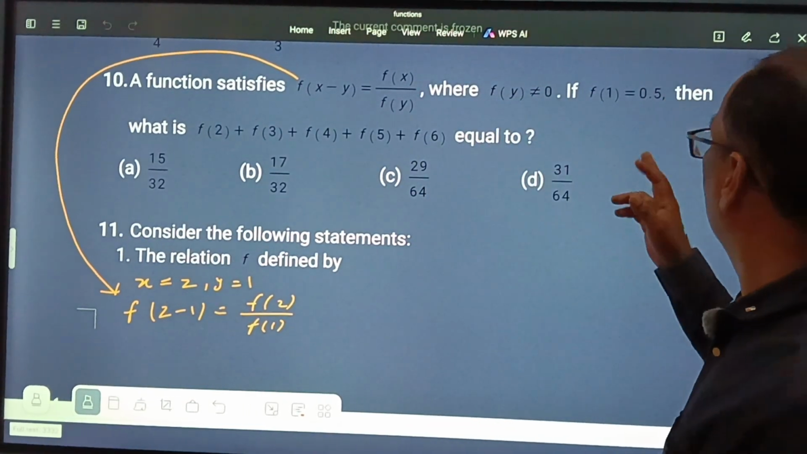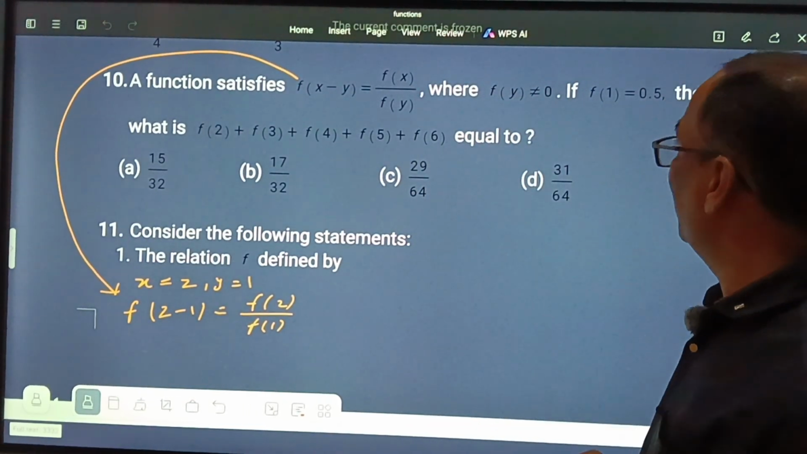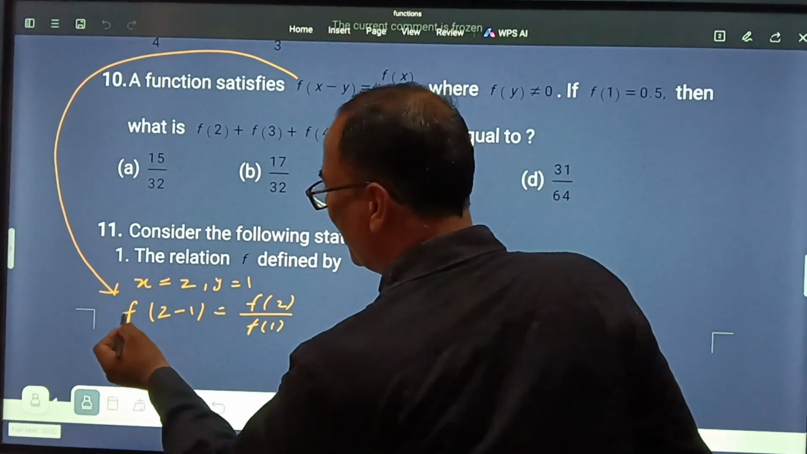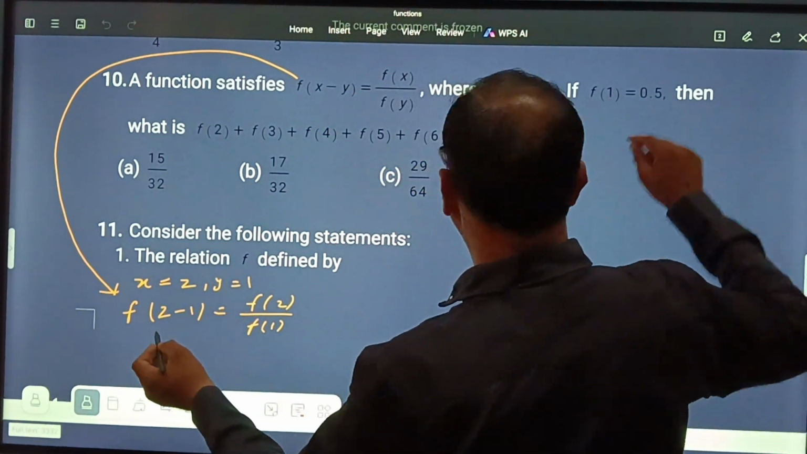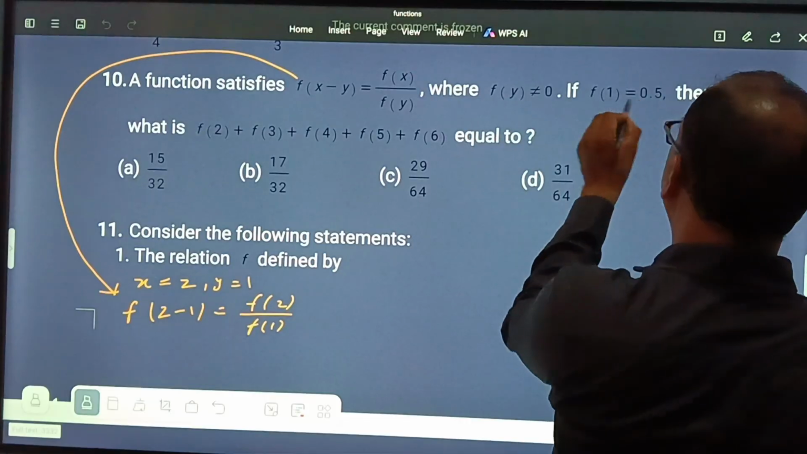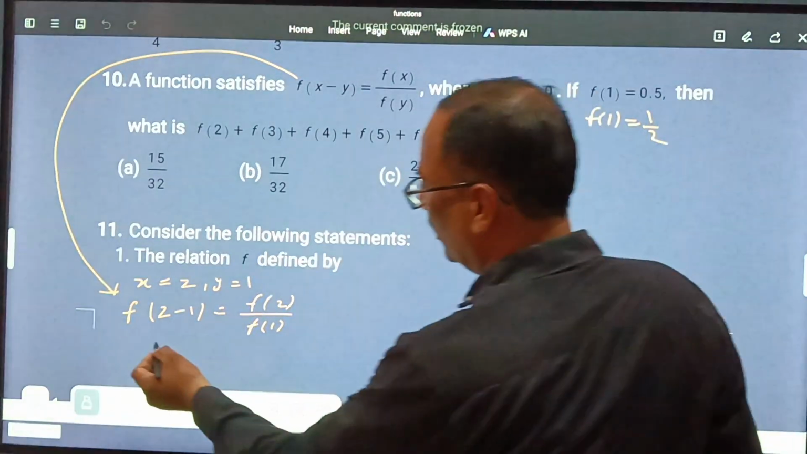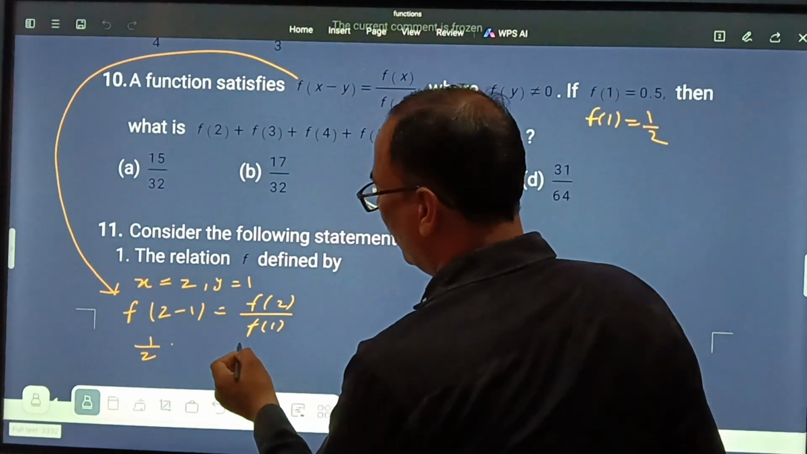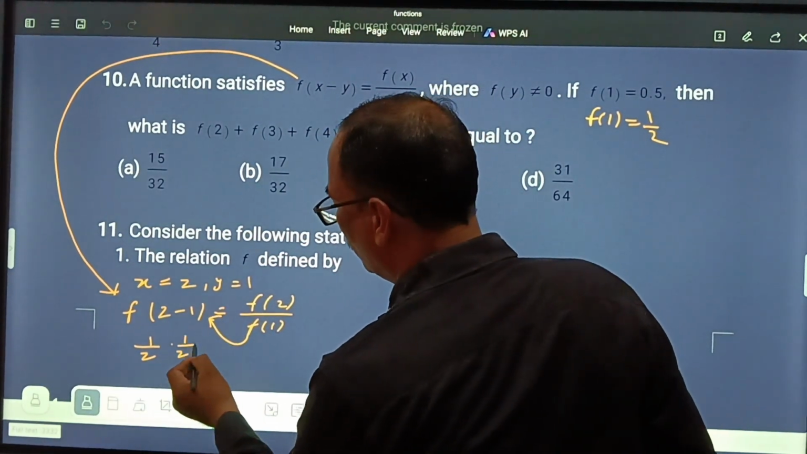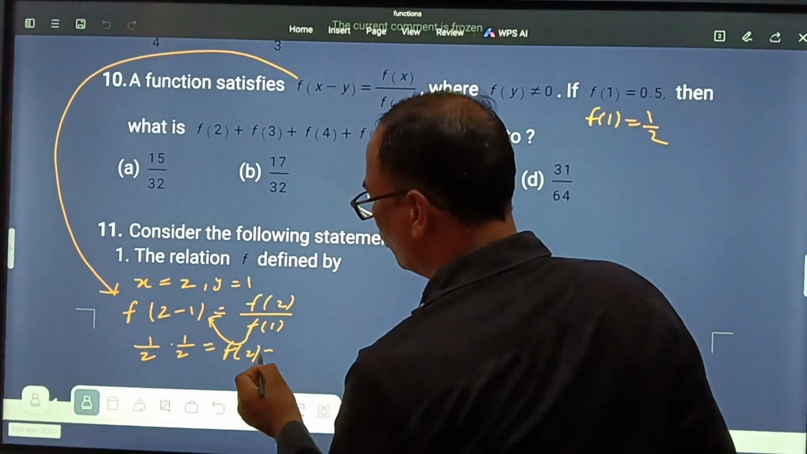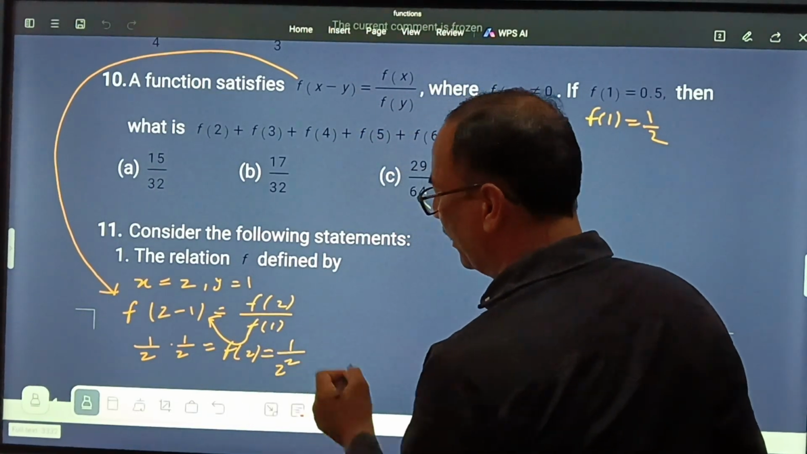So this is what f of 1 is given. So f of 1 is 0.5, that is, f of 1 can be written as 1 by 2. This is 1 by 2 into f of 1, that is again 1 by 2, which is equal to f of 2. So what we get is 1 upon 2 square.